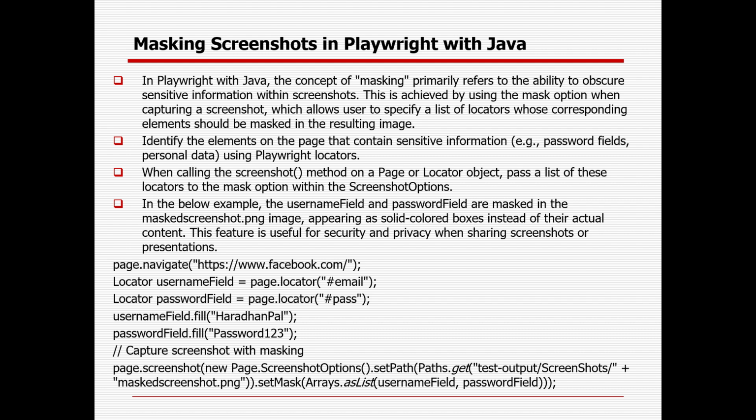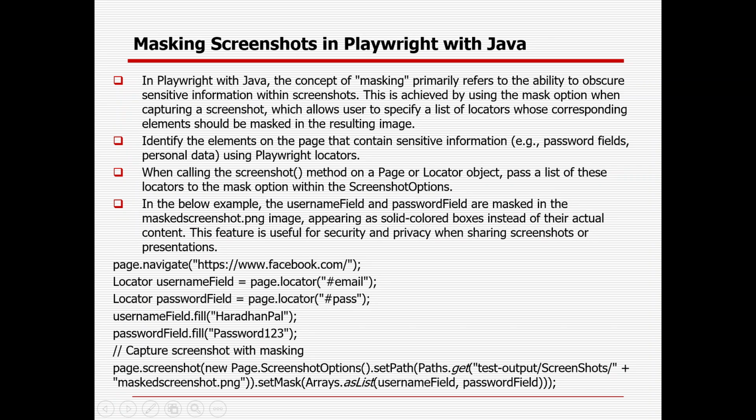In Playwright with Java, the concept of masking primarily refers to the ability to obscure sensitive information within a screenshot. This is achieved by using the mask option when capturing a screenshot, which allows the user to specify a list of locators whose corresponding elements should be masked in the resulting image. So first we need to identify the elements on the page that contain sensitive information, like a password field, personal data, email, user ID, using Playwright locators. After that, we call the screenshot method on a page or locator object, and pass a list of these locators to the mask option within the screenshot options.